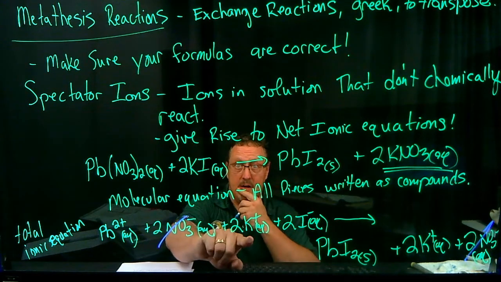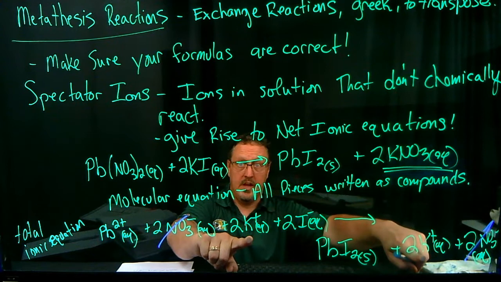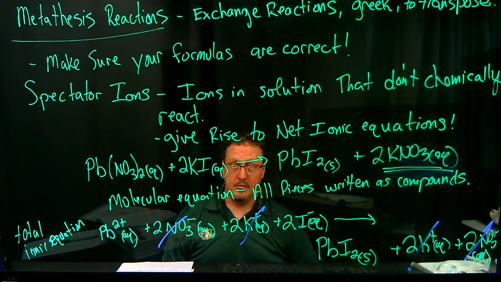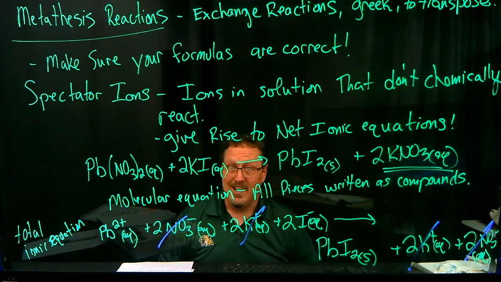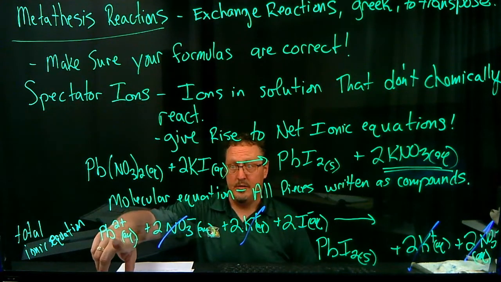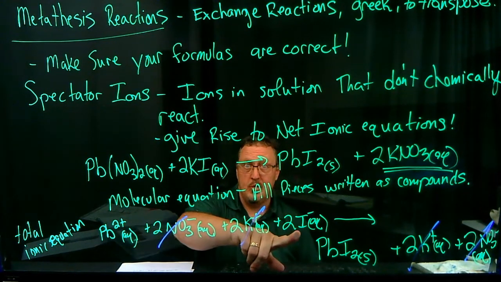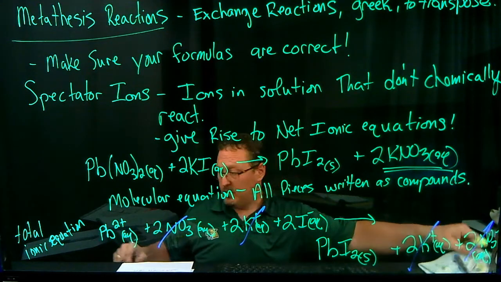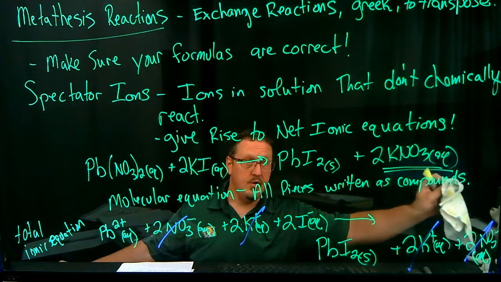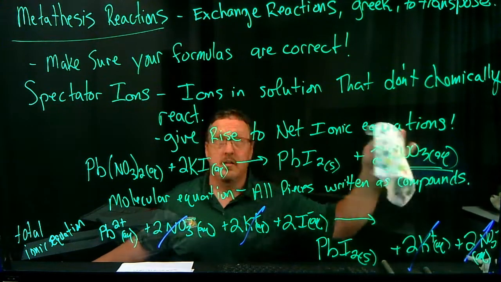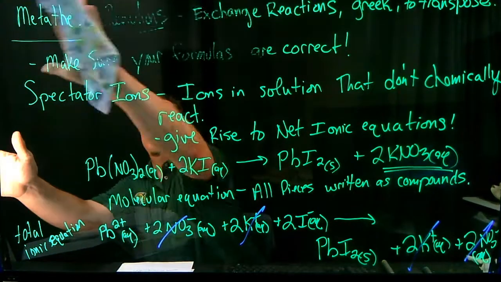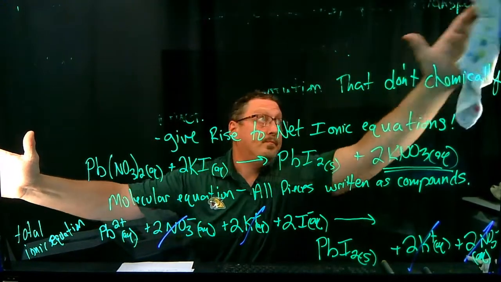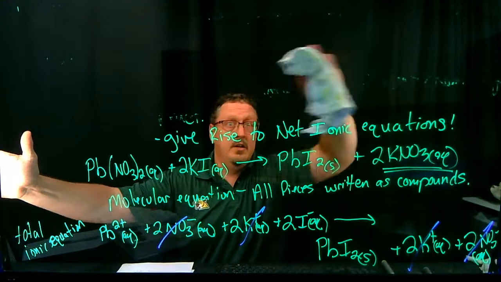2K+ in the aqueous phase, 2K+ in the aqueous phase. They don't do anything. They don't change. They can come out of my chemical reaction. And so what's left is Pb2+ aqueous, plus 2I minus aqueous, makes PbI2 as a solid. And so I'm going to show you what that looks like here, and we'll rewrite some of that. And sorry, you're going to watch me erase, but whatever, it's fine. You'll get over it, right?